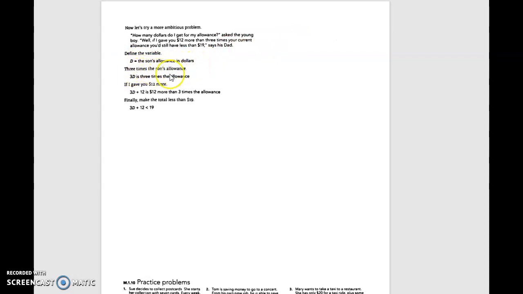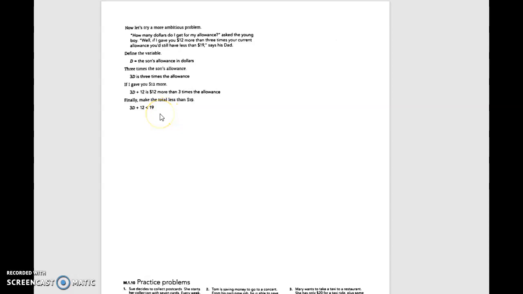3 times the son's allowance should be 3D. It's 3 times the allowance. So that gives us some information already from up here. If I gave you $12 more, that means plus 12. It's $12 more than 3 times the allowance. So this is one of our expressions: 3D plus 12. Now finally, make the total less than 19. Less than 19 tells me this has got to be an inequality with the less than symbol. So 3D plus 12 is less than 19.